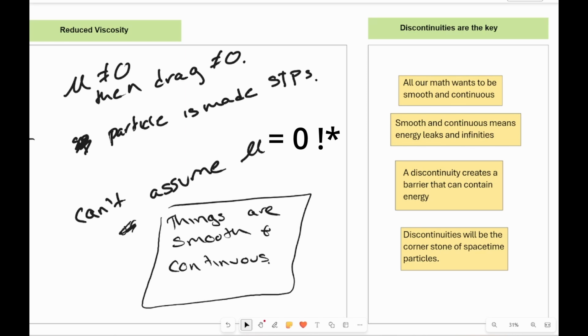Now what does a discontinuity do for us? It creates a barrier that can contain energy, and this is going to be very critical. There are going to be a lot of places where we can use this idea to create stabilized locations of energy, a stabilized area where momentum does not dissipate to the surrounding space-time particles or medium.